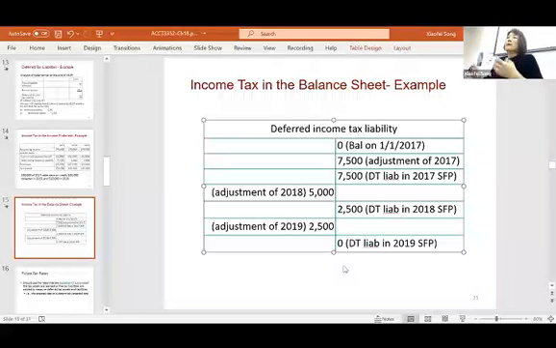Okay, so this is just one of the examples. A company usually has multiple items that may have temporary differences. So what we need to do is make a similar adjustment for each one of them. Then your deferred tax will be the sum, because some items give you deferred tax expense and some items give you deferred tax benefit. So it will be the total of all of that together.